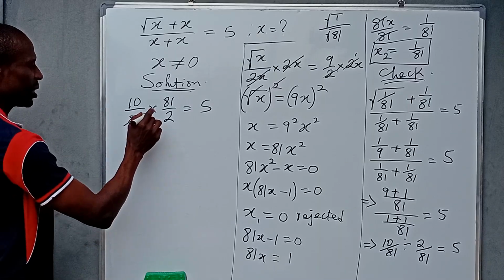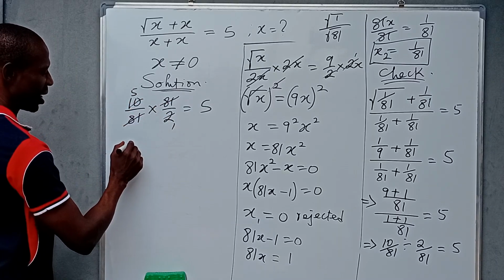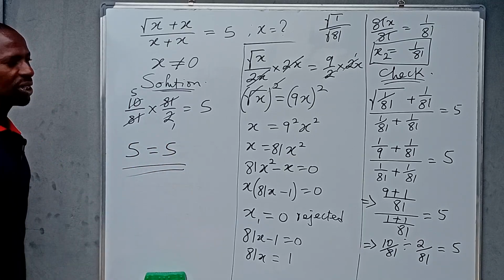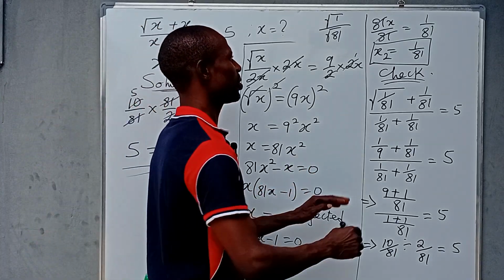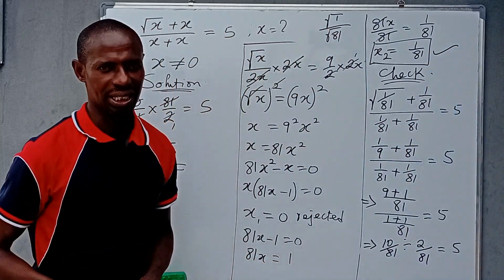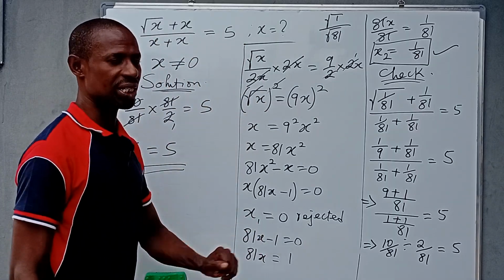What happened? This and this will leave. 2 here, 1; 2 here, 5. So we now have here 5 is equal to 5. So this shows that the second root, which is x equal to 1 all over 81, satisfies the original equation. Meanwhile, our x1 is rejected.